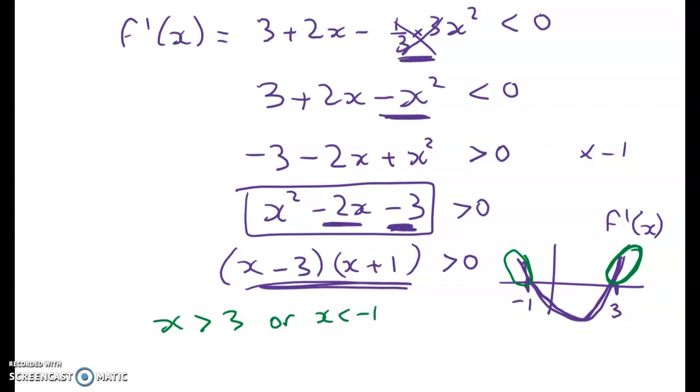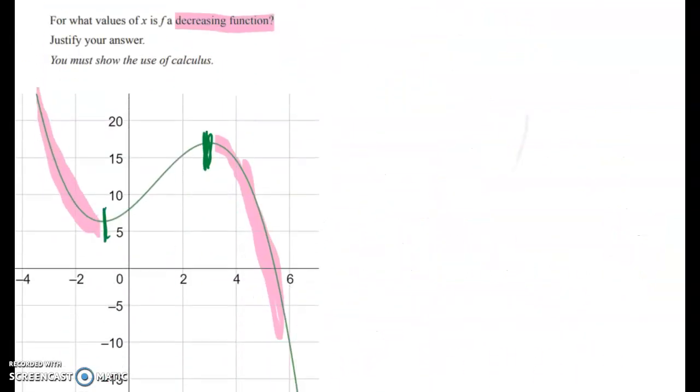The last thing that we're going to do is go all the way back to our first graph and check that that answer makes sense. Right, so we should probably write that f of x is decreasing when x is greater than 3 or x is less than -1. Let's see if that fits with what we've got here.